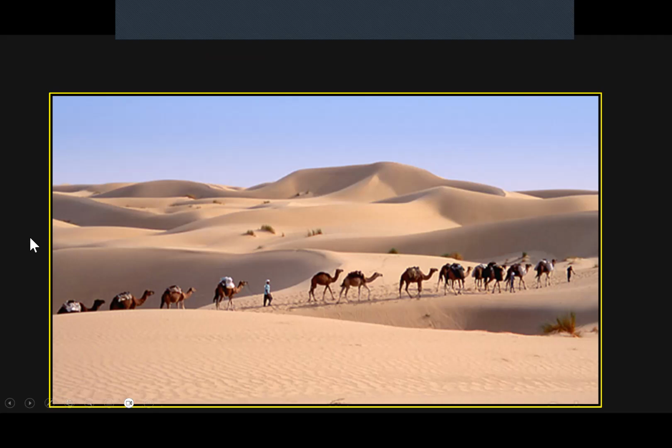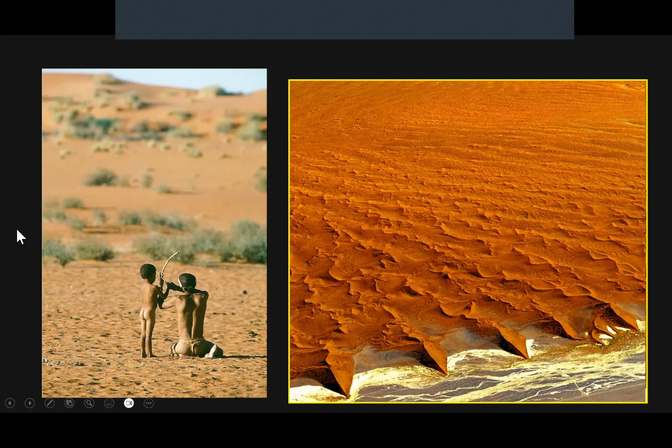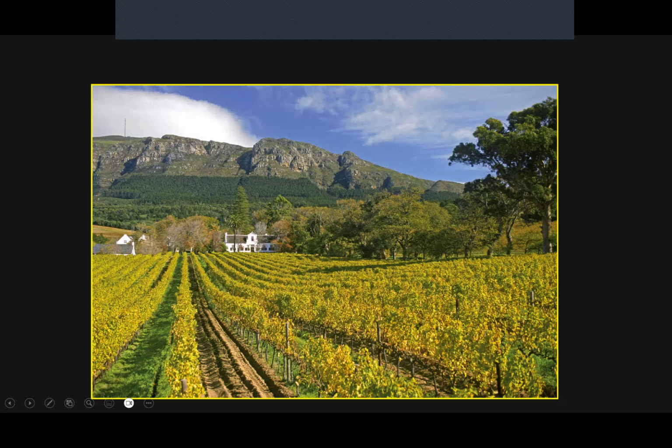To the north. And to the south, we have places like the Kalahari Desert with the Kalahari Bushmen shown here. And this is the Namib Desert. It's along the coastline, on that western coastline of southern Africa. And then the Mediterranean vineyards in South Africa.